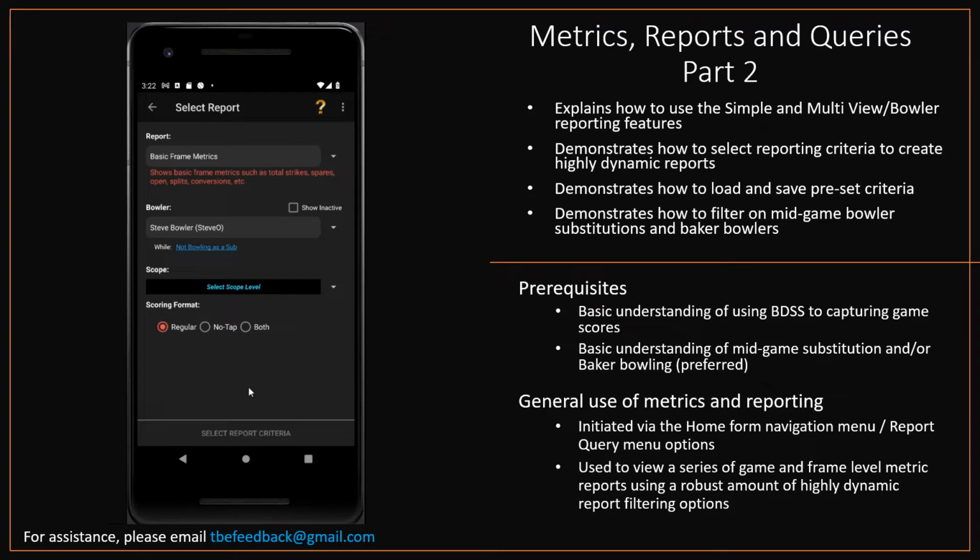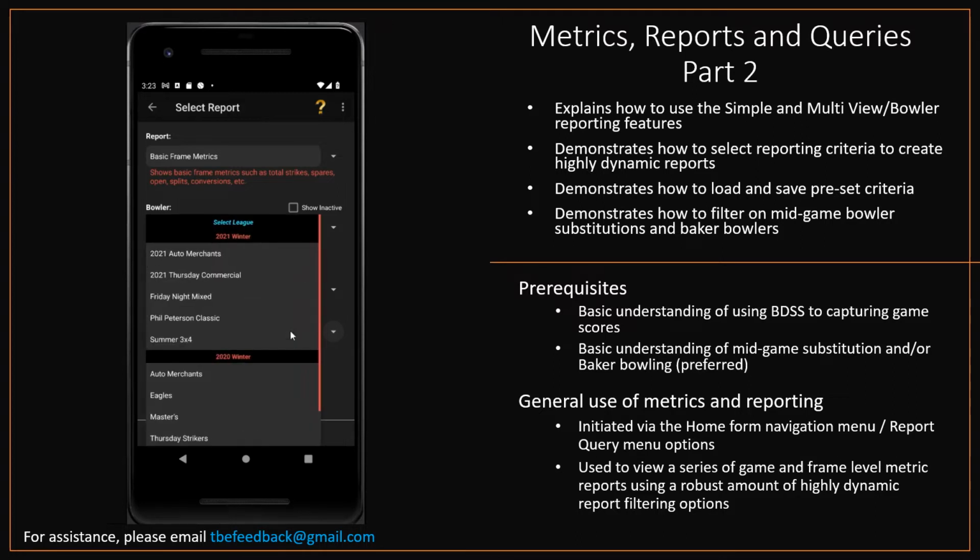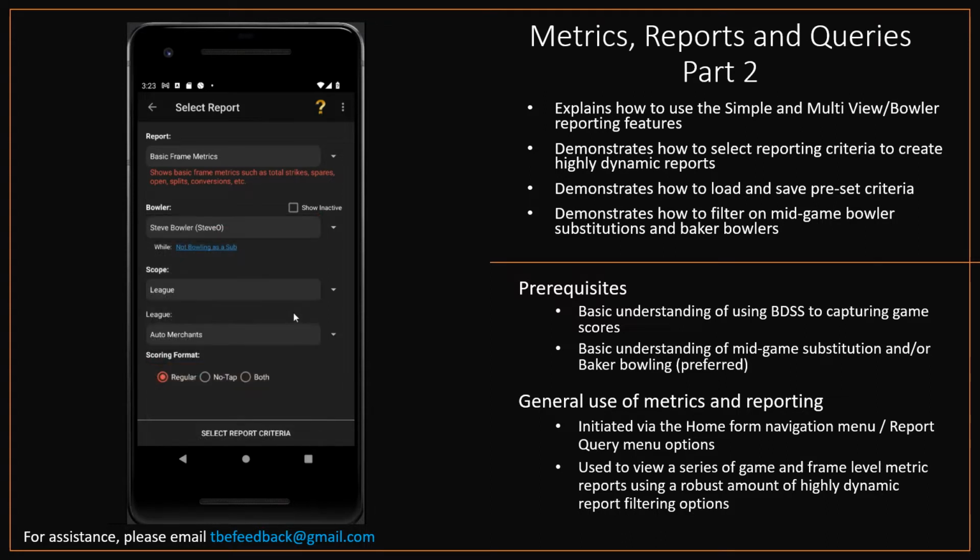Now let's take a look at scope. Scope simply asks what type of bowling to filter on. Choices are league, open, tournament, or all. I'll choose league. And you can see an optional league dropdown becomes available. I can select the league, and metrics will be filtered on just that league. Or I can leave blank, and metrics will be filtered on all leagues. But just to show you this, if I was to select tournament, you can optionally choose a tournament.